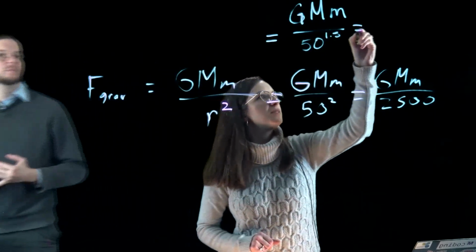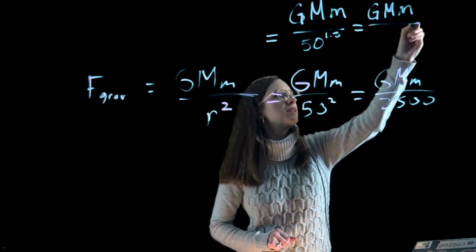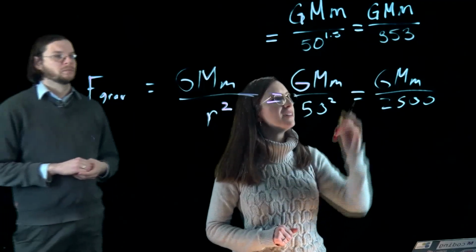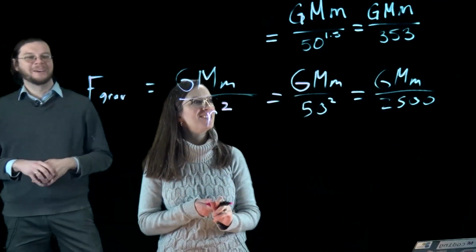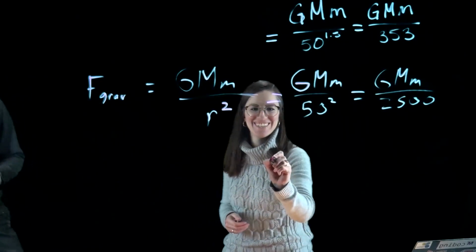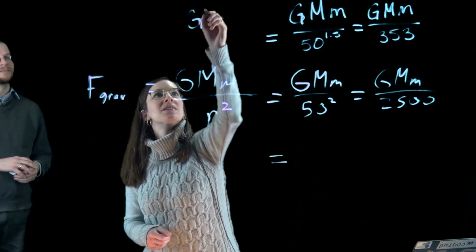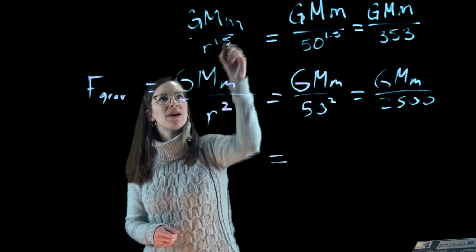This is equal to GMM, the easy part, over 353. And I did it in my head. Okay, maybe you did. So that was GMM over r to the power of 1.5.